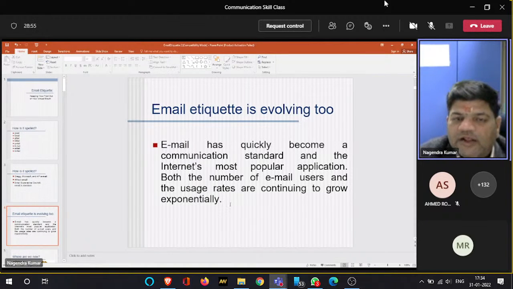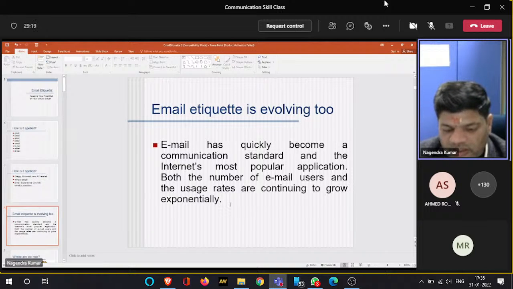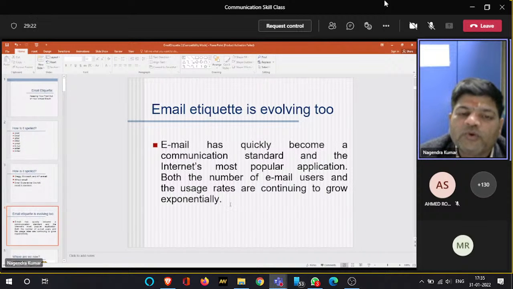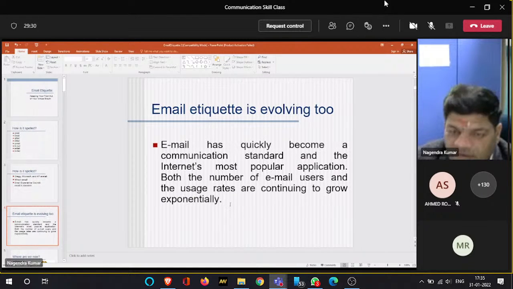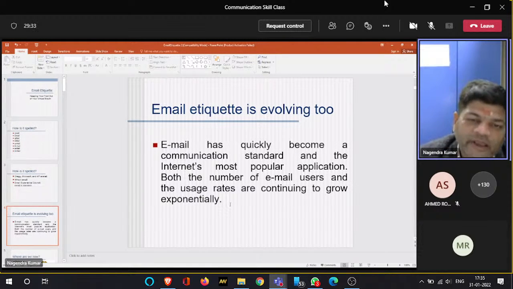Now the thing is, as we are growing used to using email as a means of communication and transmission of message, in the process we also find that email etiquette is also evolving. Anything which starts for the first time is not really known how it would go about. But as we grow, we evolve and we also give good thought to it, and accordingly we develop certain etiquette.